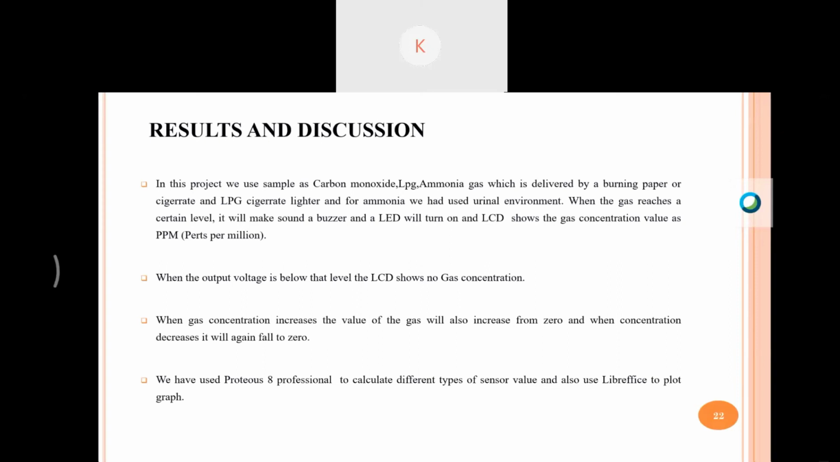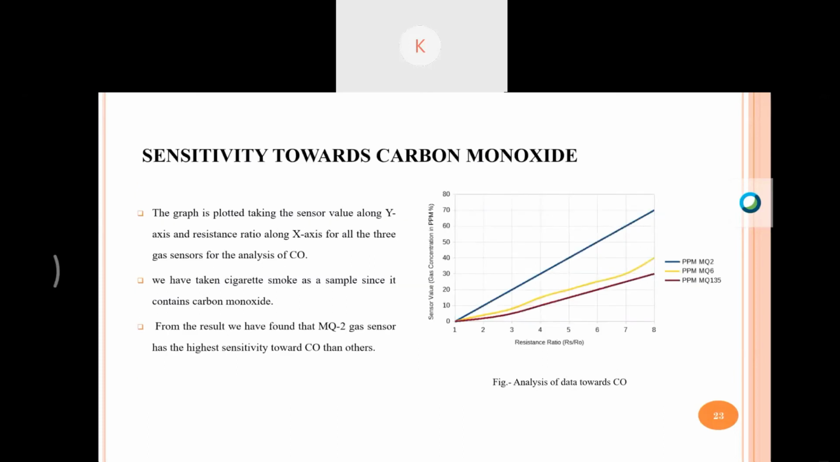It means when the gas concentration reaches 500 or above, then the LCD displays the required ppm as a percentage. So, by using this data from the sensors and also using LibreOffice based on the data taken from the gas sensor, we analyze the different types of sensitivity of the sensor. Firstly, the sensitivity towards carbon monoxide.